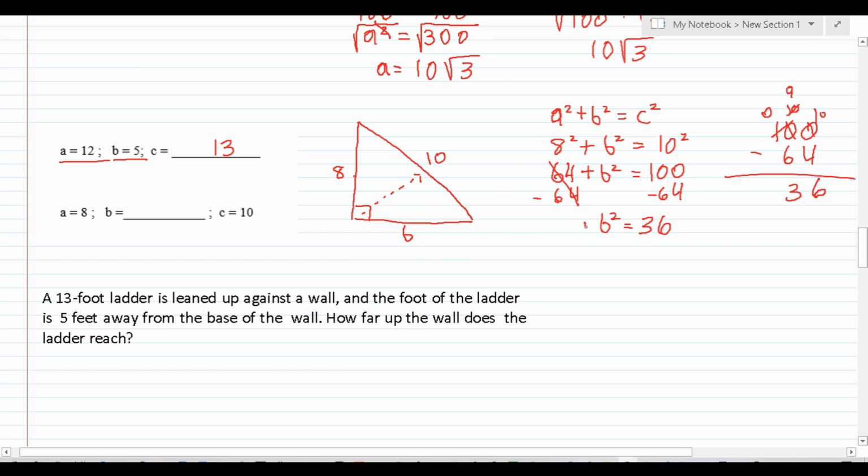So let's take the square root of both sides to get b by itself. This is going to cross out, leaving you with b equals the square root of 36, which is just 6. So in this case, b is 6.